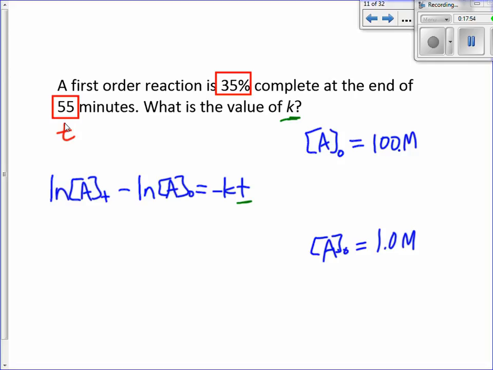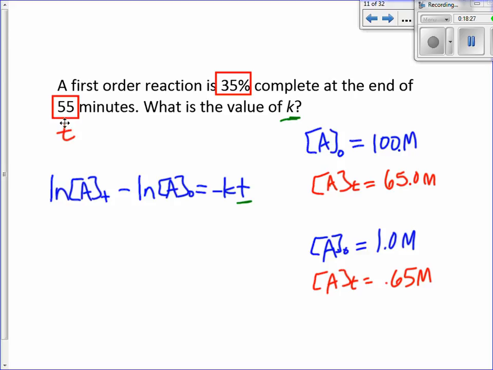So if initial is this, then after 35% is complete it should be what? 65, right, still sticking around? If you were doing the smaller number, which I'll show you will drop off and be easier for you, it would be 0.65, right? Although on multiple choice and things, you just make up easy numbers to work with. That's what you do, okay?